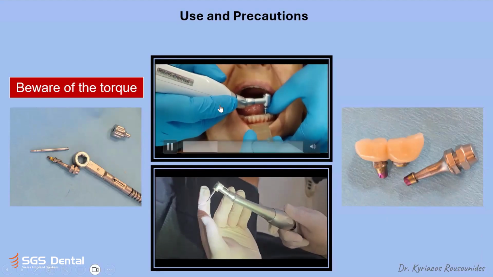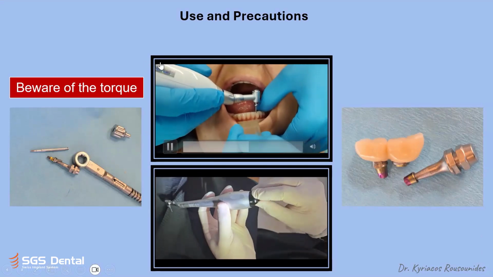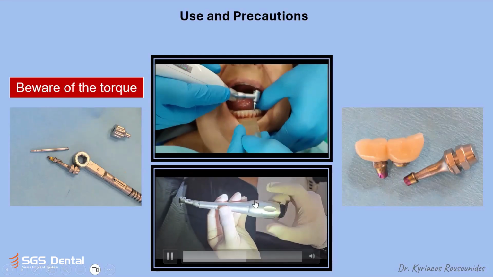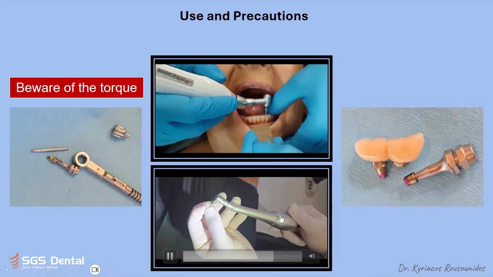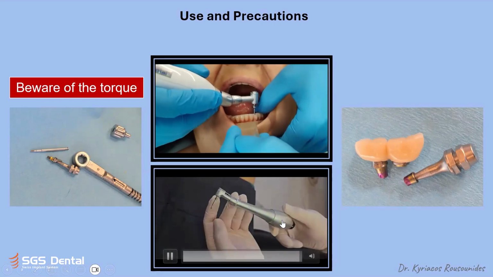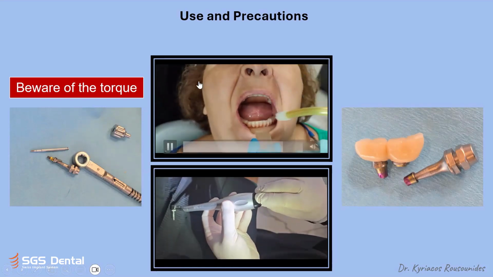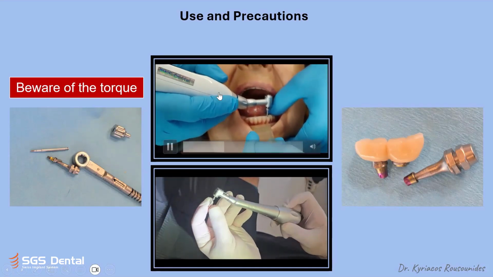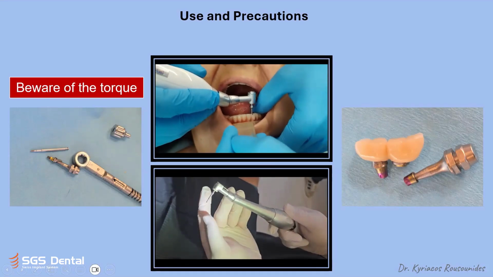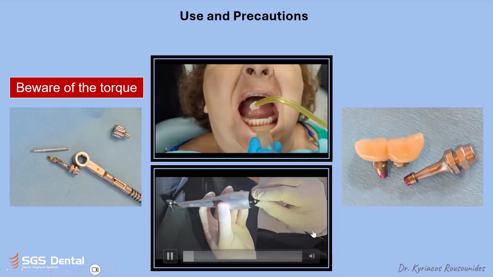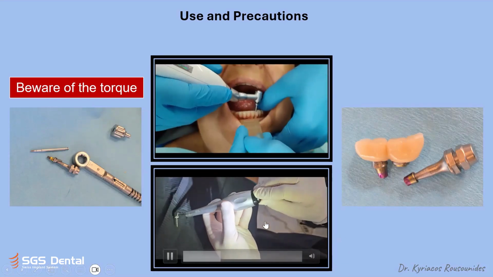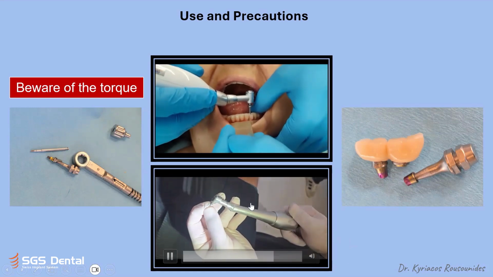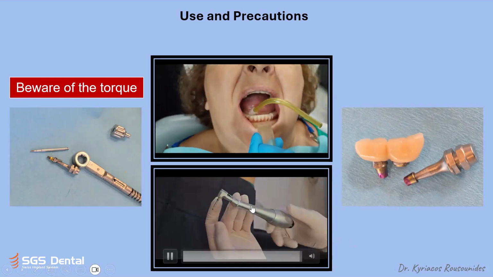What we need to take care of is the torque. This is an electric torque controller, and this is a manual. I prefer the second one because it's easier to control than the electric one. The electric one, you can find it in SGS. This is from SGS, the one. The other one I have from somewhere else, I don't know exactly. But this is a very useful part, especially in cases that we cannot easily reach.